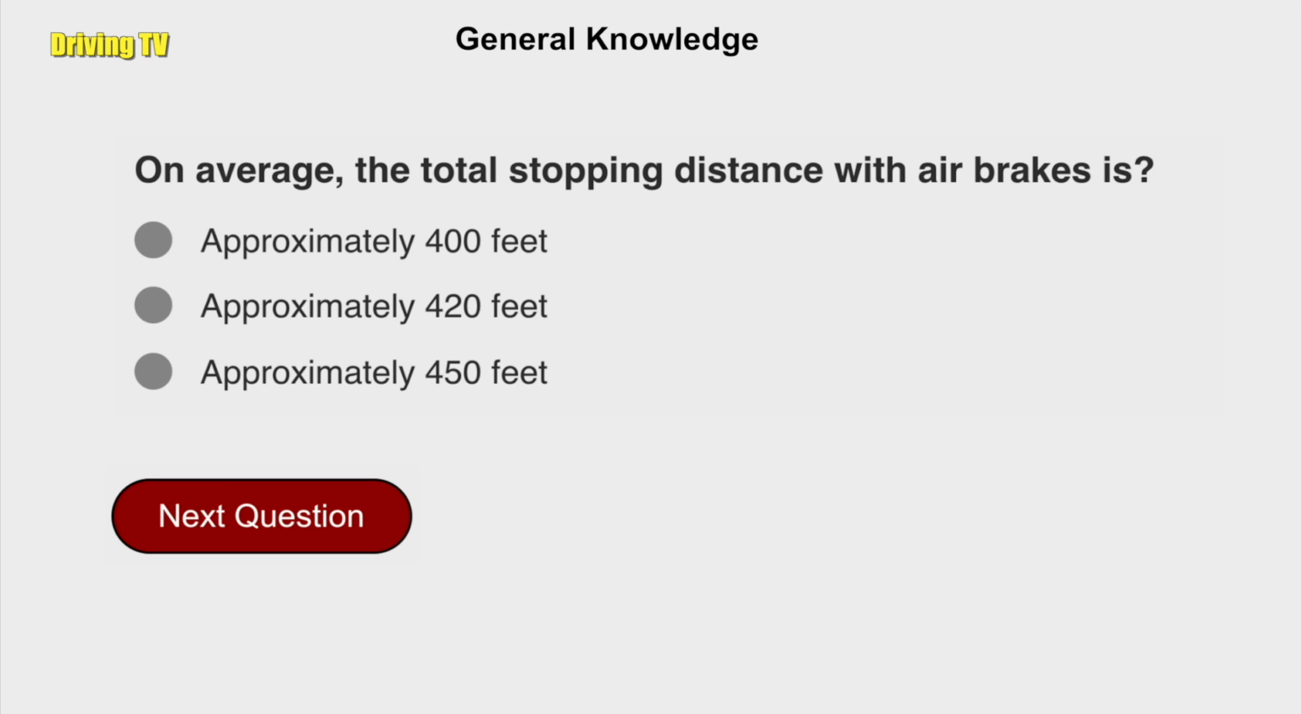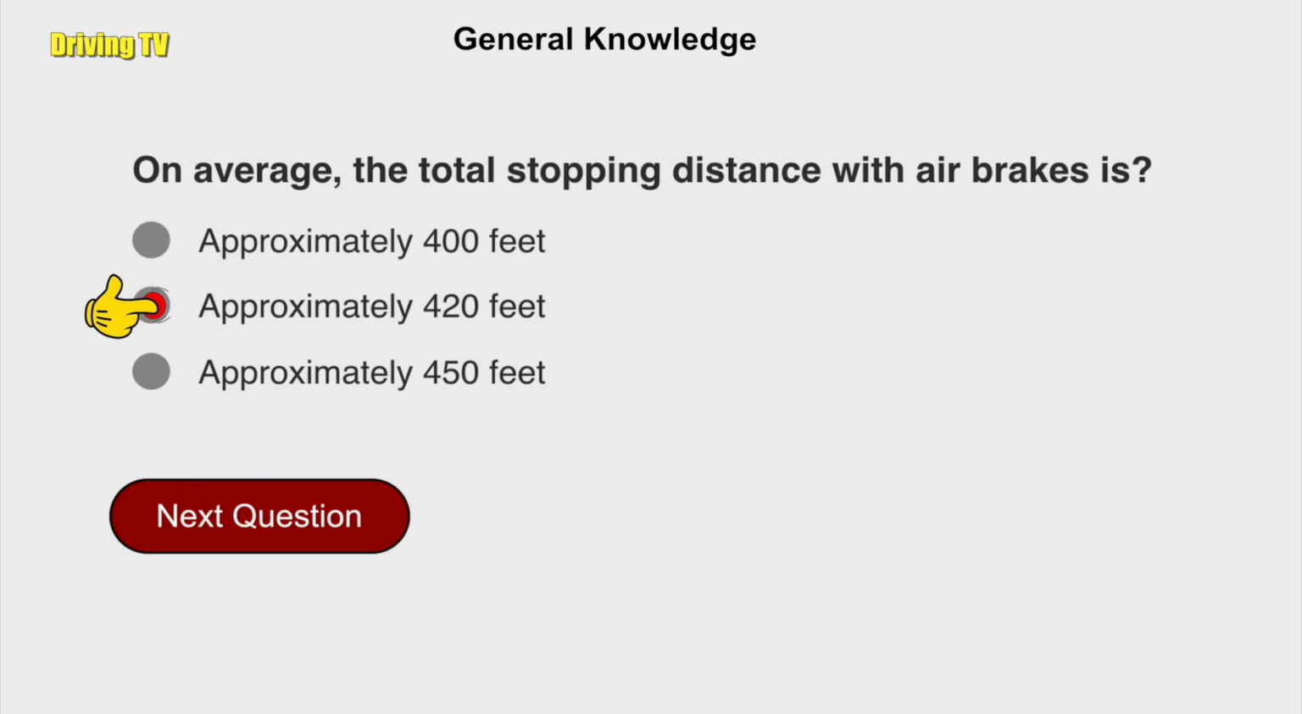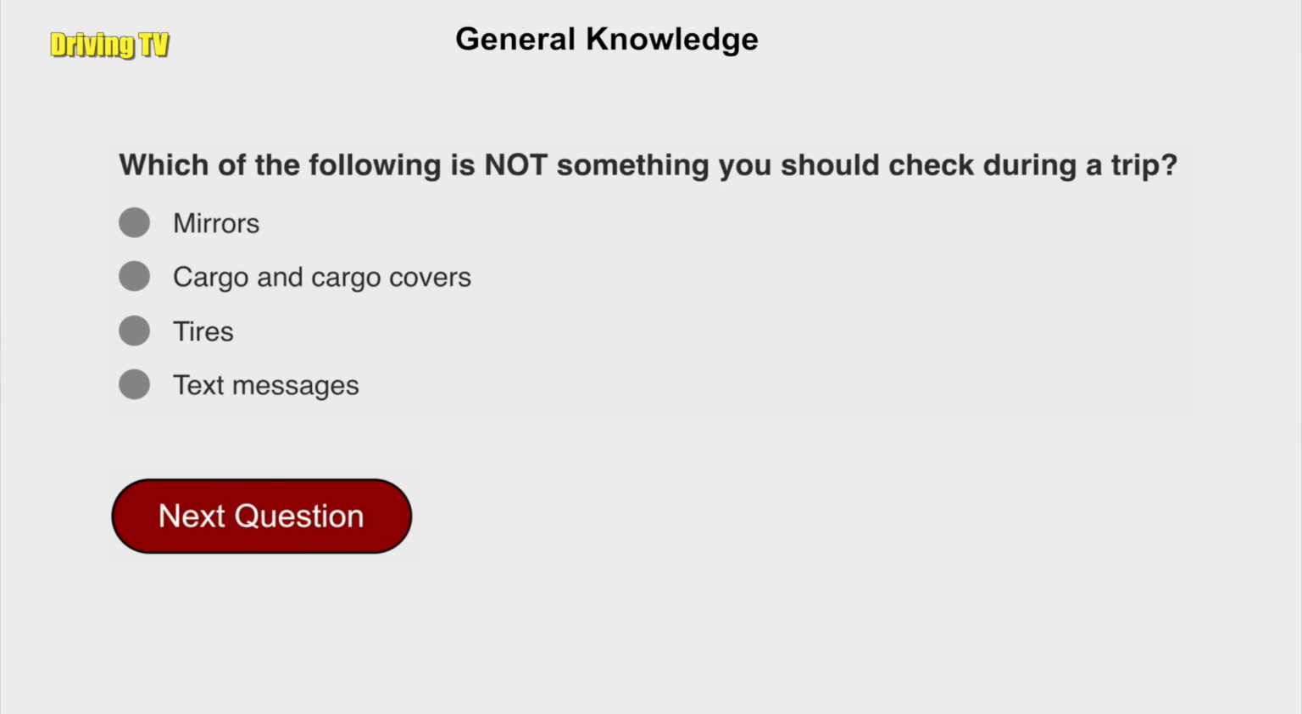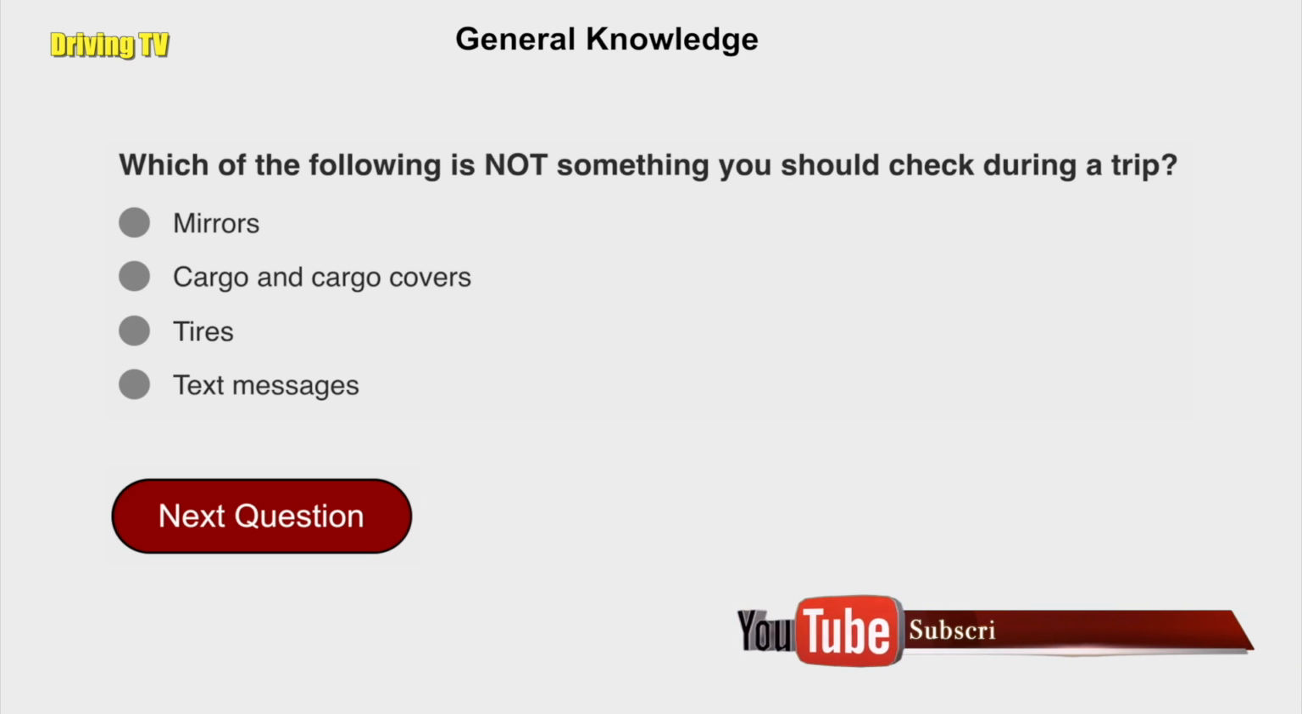On average, the total stopping distance with air brakes is approximately 420 feet. To correct a rear wheel or drive wheel braking skid, you should release brakes and counter steer. Which of the following is not something you should check during a trip? Text messages.